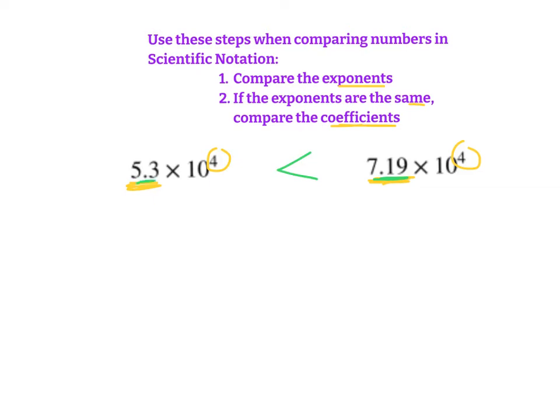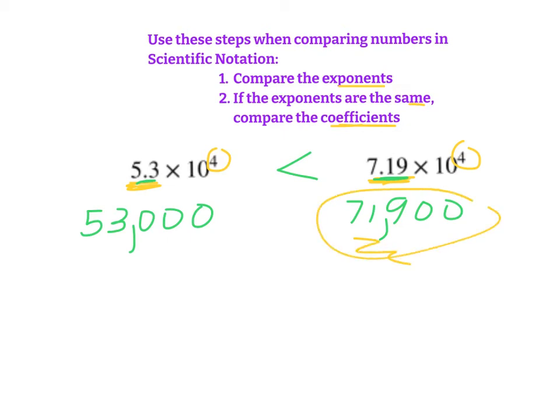If we expanded it and wanted to compare it that way, we could. It would take us longer, but I'll show you. So there, I've expanded it, and you can see that 71,900 is bigger than 53,000. Okay, so if the exponents are the same, then move over and take a look at the coefficients.